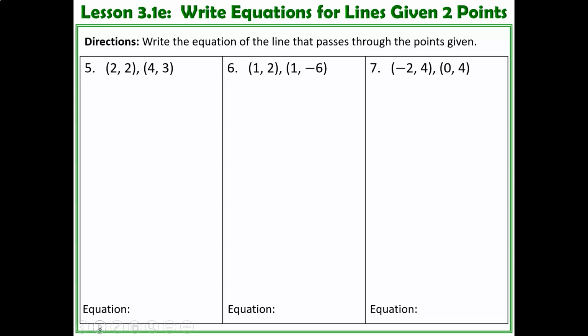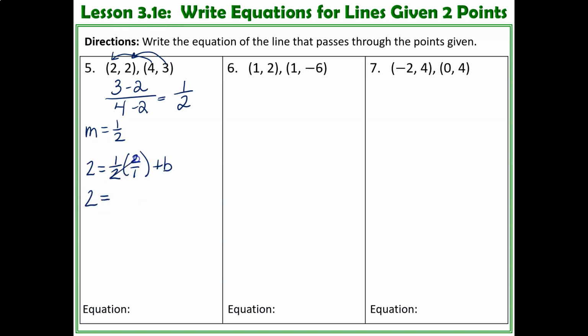All right, number 5. Got to find the slope first. So I have 3 minus 2 over 4 minus 2, which will give me 1 over 2. So my slope is 1/2. I'm going to use one of the points, and because the denominator is 2, I'm going to use these 2's. So I have 2 equals 1/2 times 2 over 1 plus b. I'm going to cross cancel. Now I'm going to subtract 1. So y equals 1/2 x plus 1.